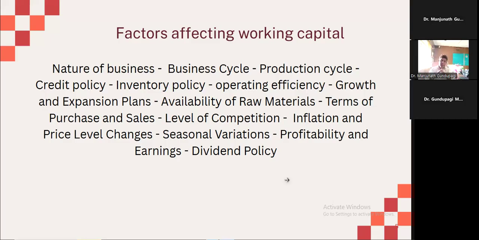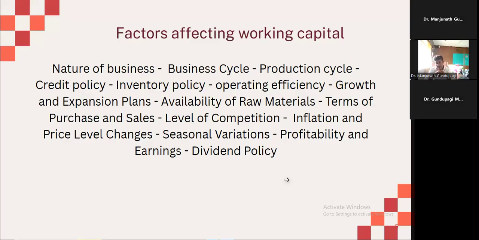Inflation, another important factor, increases the cost of raw materials and labor, which increases the amount of working capital. So businesses need more funds to maintain similar inventory levels or to meet the expenses, especially in inflationary times.